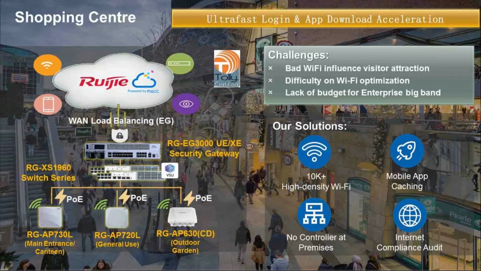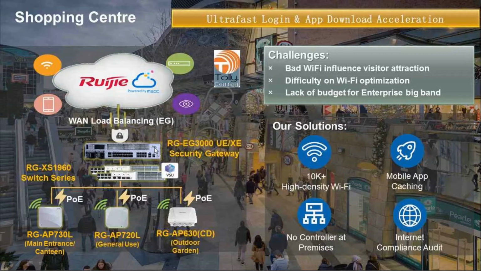Shopping center. This is our shopping center. One of the key features I want to highlight is the mobile apps caching in our 3000 series. What is this? If the shopping center has an event, they require the user to download some applications from the internet to support the event. First of all, the user can store the mobile apps in our security gateway.